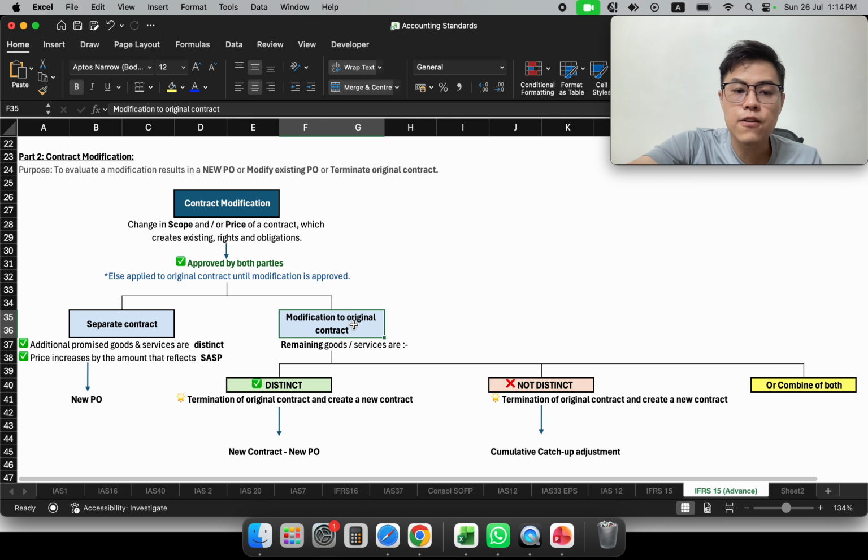And if it's just a modification or adjustment to an original contract where the remaining goods and services are distinct, not distinct, or a combination of both, what are the treatments?